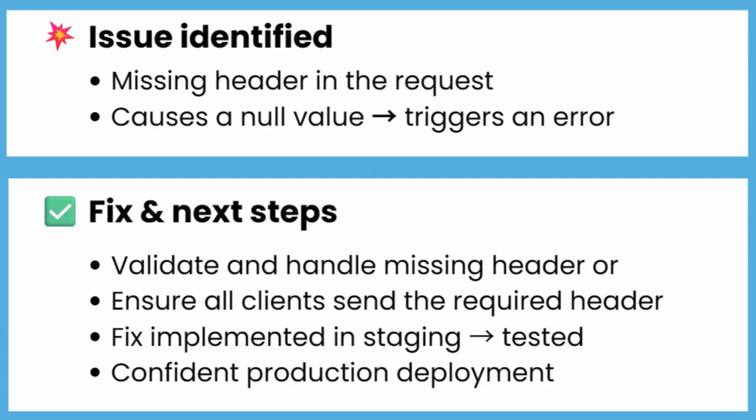With this information, we can confirm that a missing header in the request is leading to a null value, which ultimately triggers the error. This gives us a clear direction for a fix. Either validate and handle the missing header gracefully, or ensure that all clients send it correctly. After implementing and testing the fix in staging, we can push it to production with confidence, knowing exactly what caused the issue and how to prevent it.